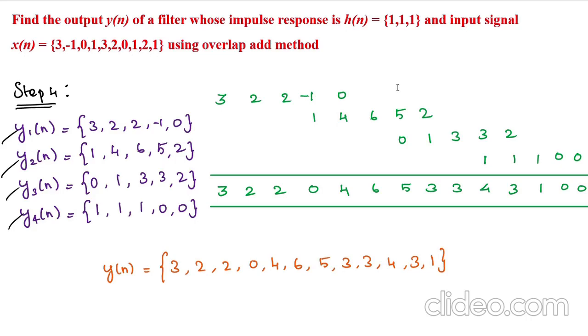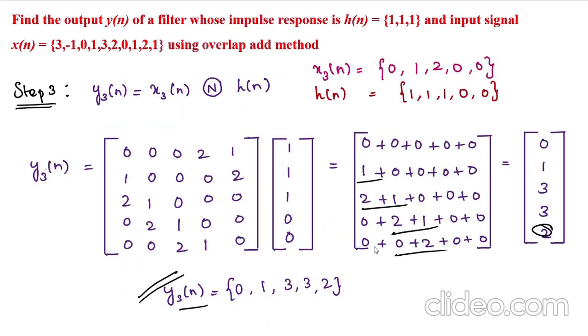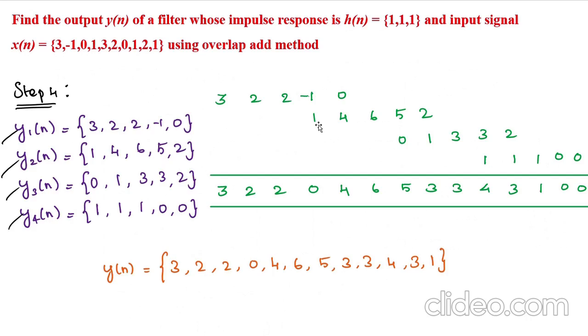Remember, in the very first step, we appended 2 zeros, that is m minus 1 zeros. So what we have to do here is overlap 2 terms, that is m minus 1 zeros we have appended. So 3 minus 1 is equal to 2. While you are going to place the next, that is y2 of n, you will be overlapping with 2 terms. So here it will be like 1, 4, 6, 5, 2. Next, again 2 terms I will overlap, that is these 2 terms, and I will place the y3 of n values.